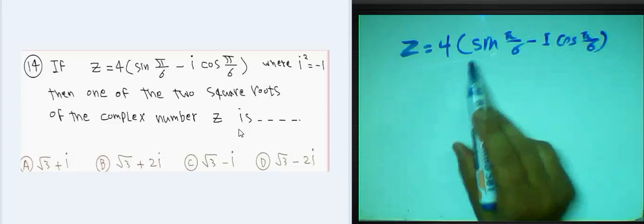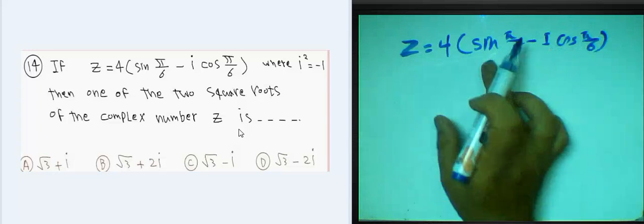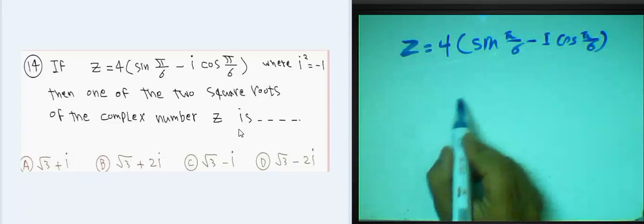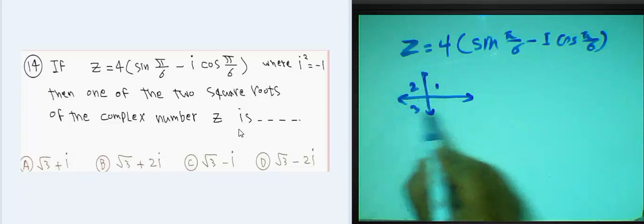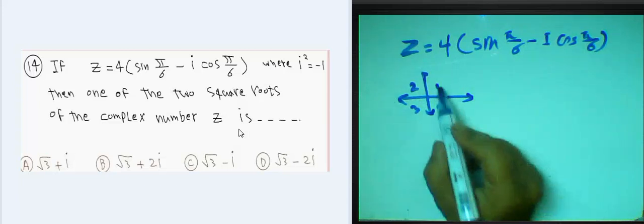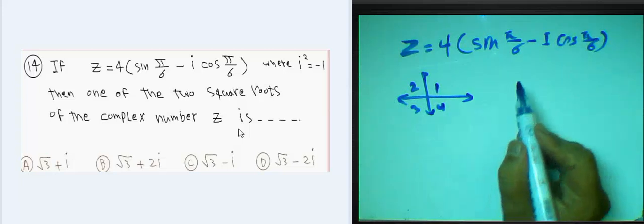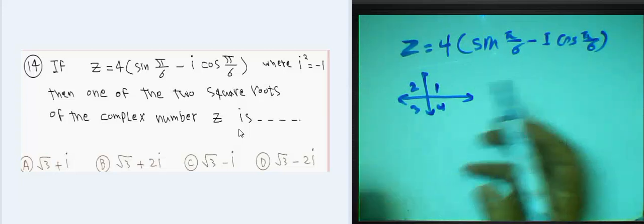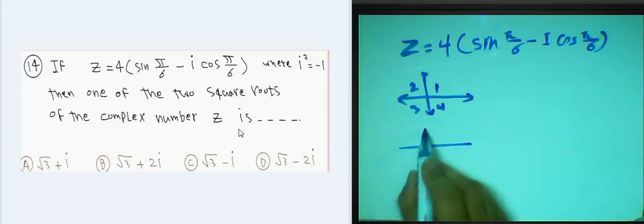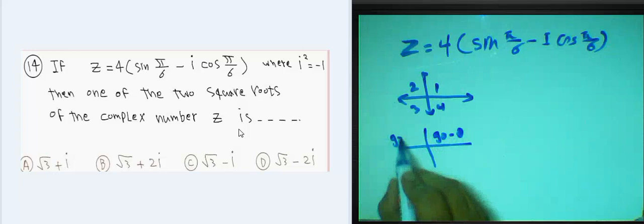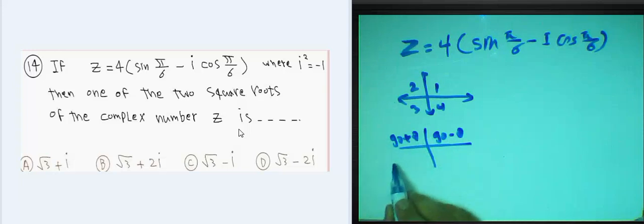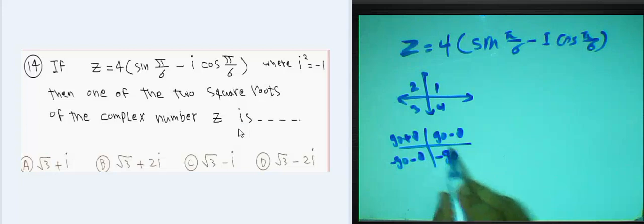We know here sine and cosine. We must change sine to cosine. Look at the first, second, third, and fourth quadrants. If we talk about changing sine to cosine, in the first quadrant it will be 90 minus theta, in the second 90 plus theta, in the third negative 90 minus theta, and in the fourth negative 90 plus theta.